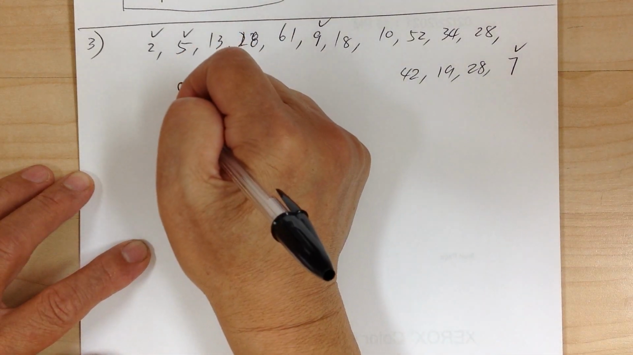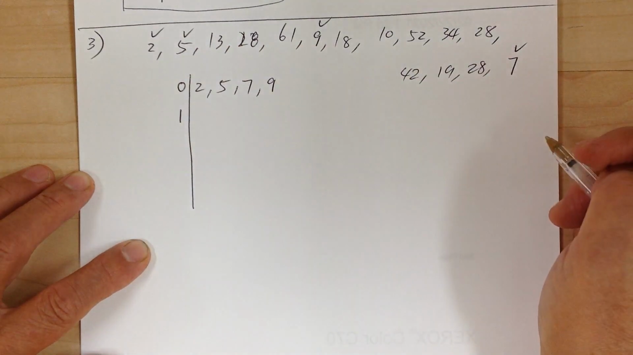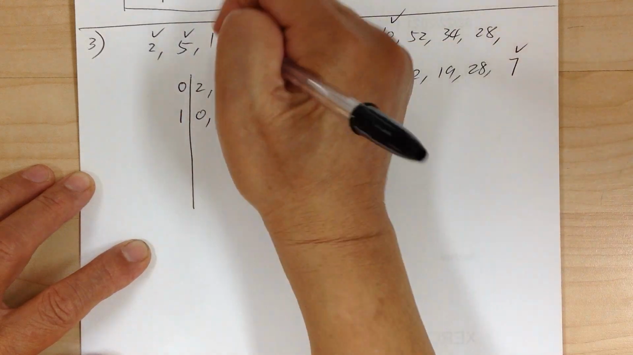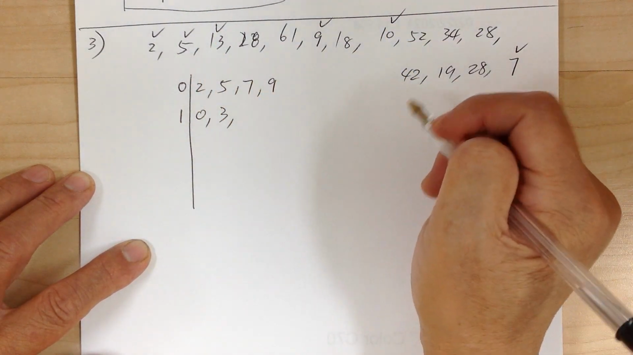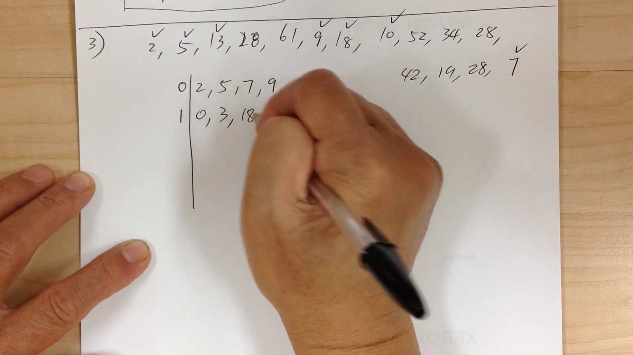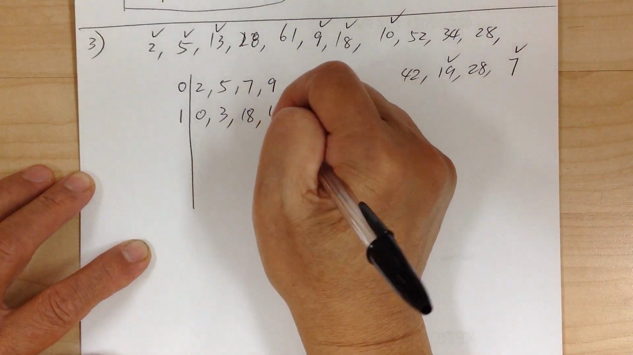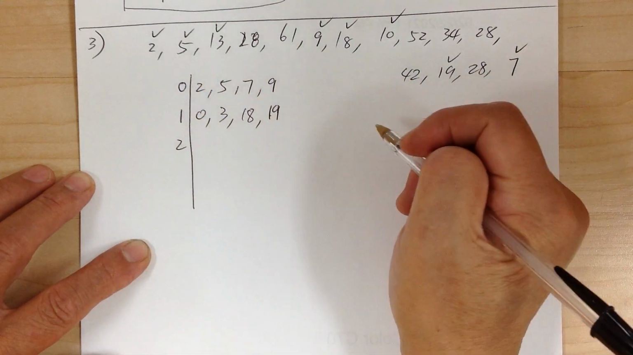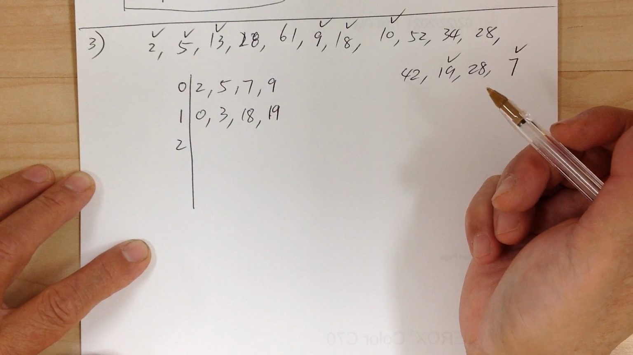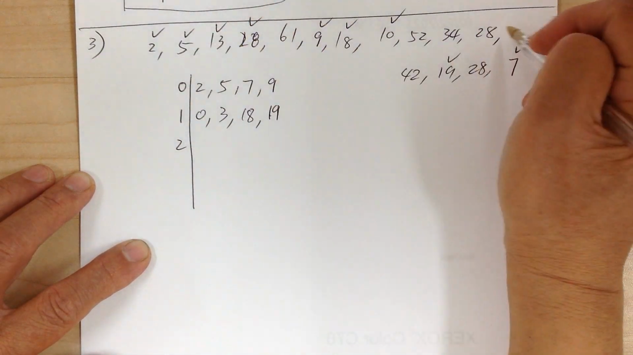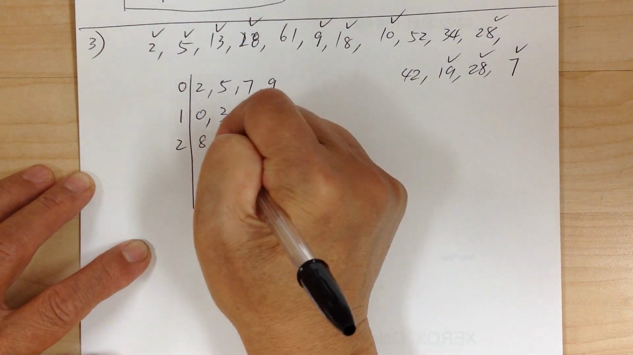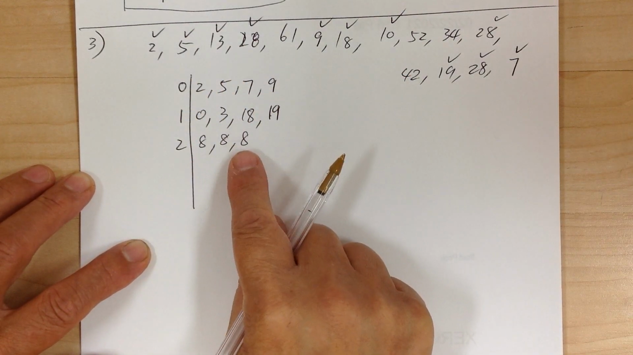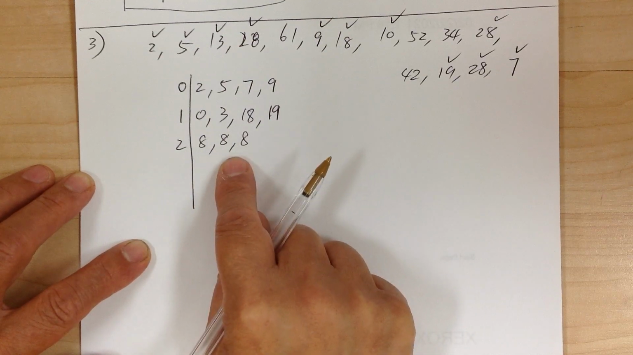Then you go to the teens: 10, 13, 18, and 19. That's all the teens. Now you go to the 20s. You have 28, and there are 3 of them, so it'll be 28, 28, 28. Again, your stem is your tens digit and your leaf is the units digit.